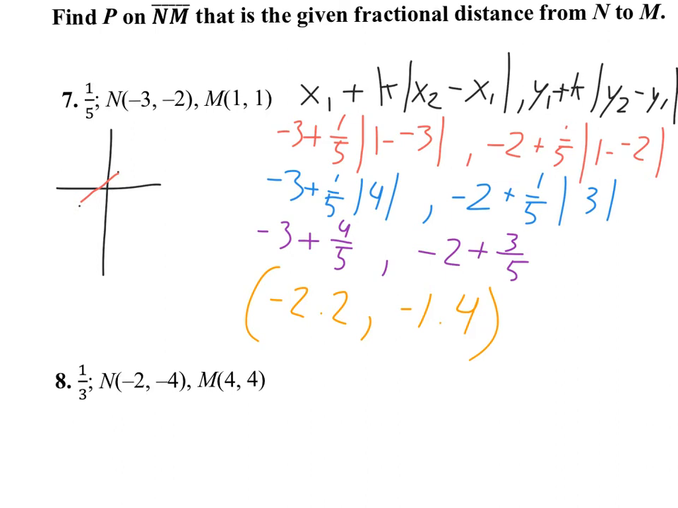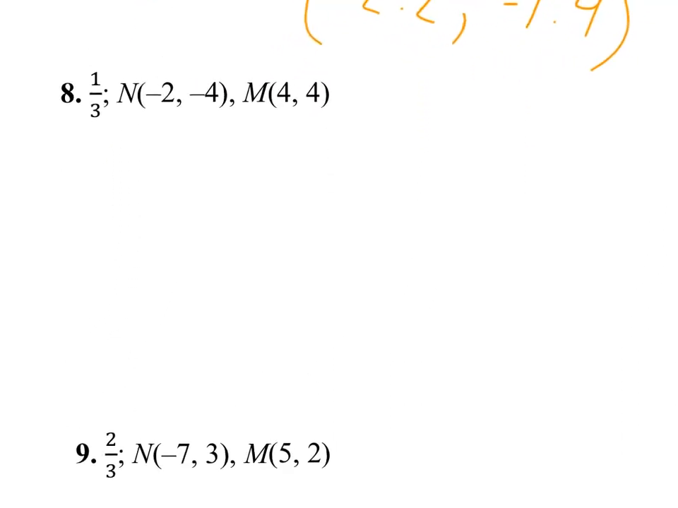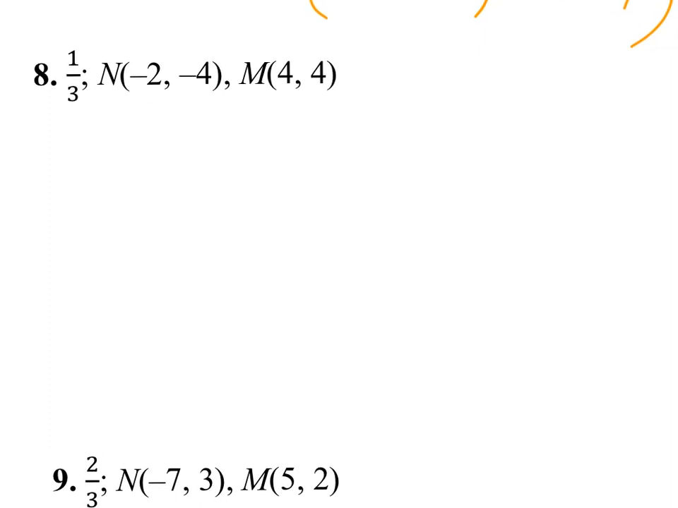All right, let's take a look at the next one. Number 8. We want to figure out what is a point 1/3 the distance between N, located at (-2, -4), and M, (4, 4). Now, real quick, folks, I'll do this with y'all. I'm going to show you the sketch I'll make.